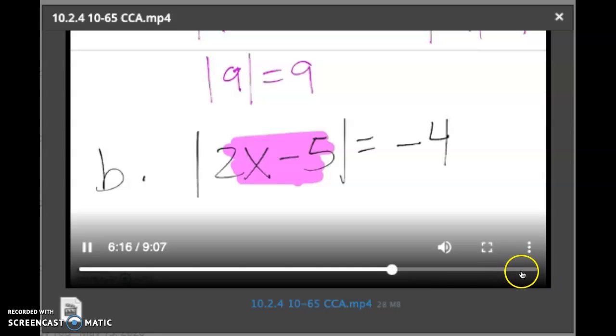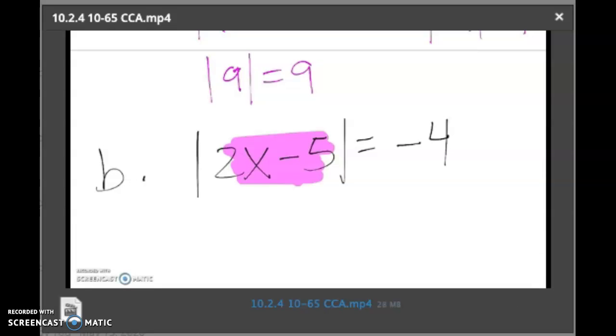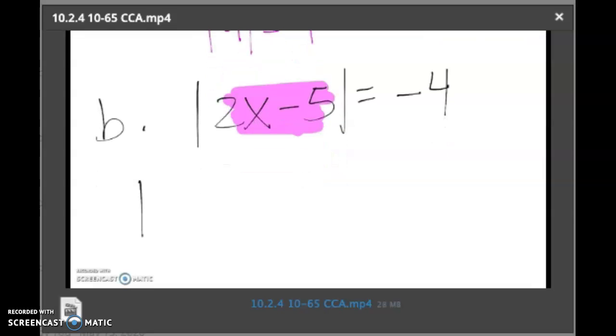So if I go and I try to take the absolute value of a number, so we're saying when we take the absolute value of something, we get a -4 out. So the question is, is that possible? If I take the absolute value of something, am I ever going to get a negative number out? So let's try 4. If I take the absolute value of +4, I get 4, because +4 is 4 units away from 0 on a number line. Let's take the absolute value of -4. Well, -4 is also 4 units away from 0 on a number line.